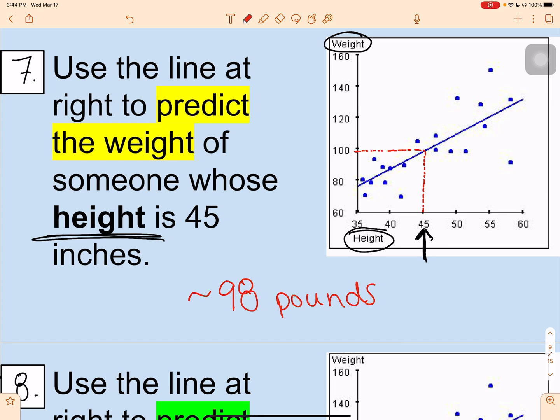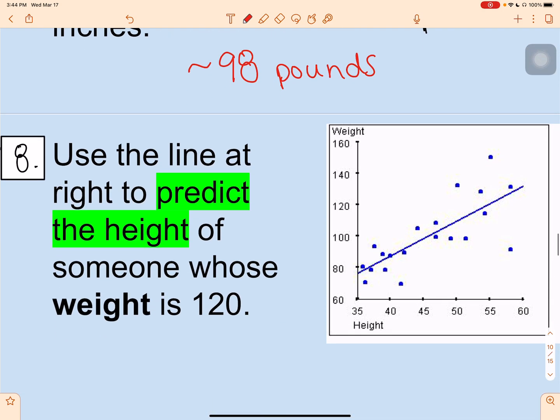Okay, if you had the graph or the equation of the line, you could have also plugged in the height 45 for x because it's on the x-axis in the equation. So you can plug that in for x and solve with your equation and then solve for the weight. That would be the y because it's on the y-axis. Okay?